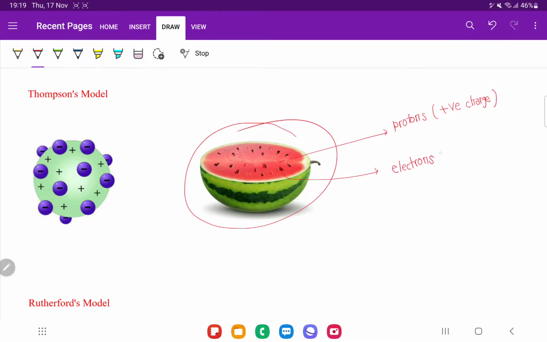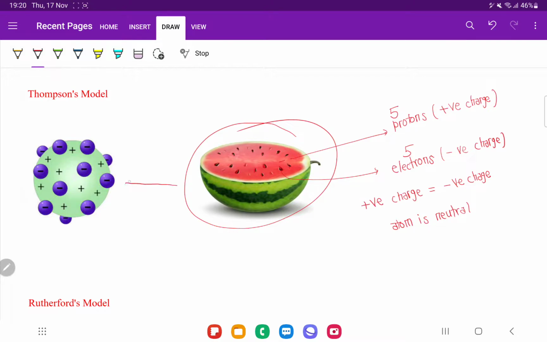He said that the electrons are negative charge, and the positive charge in this atom is equal to the negative charge. Since the positive charge is equal to the negative charge, the atom is neutral. Suppose you have five positive charges, then you also have five negative charges. So five positive, five negative, they cancel out and it gives you zero. So the atom as a whole is neutral, there is no charge.